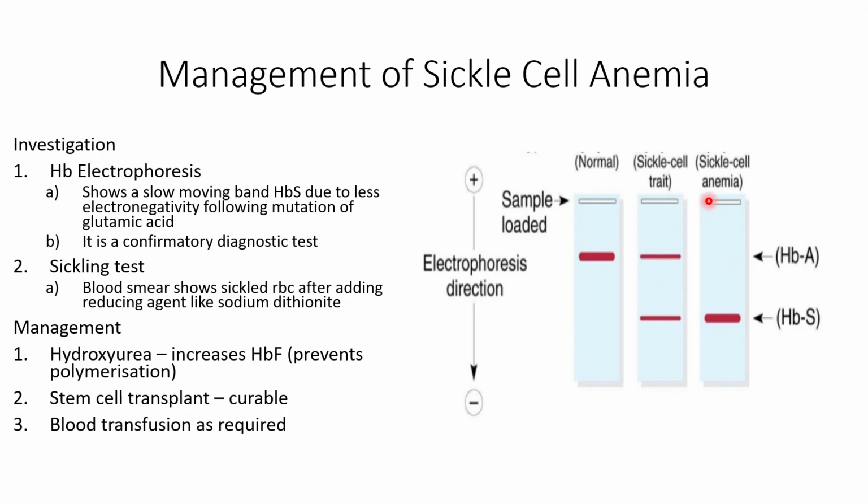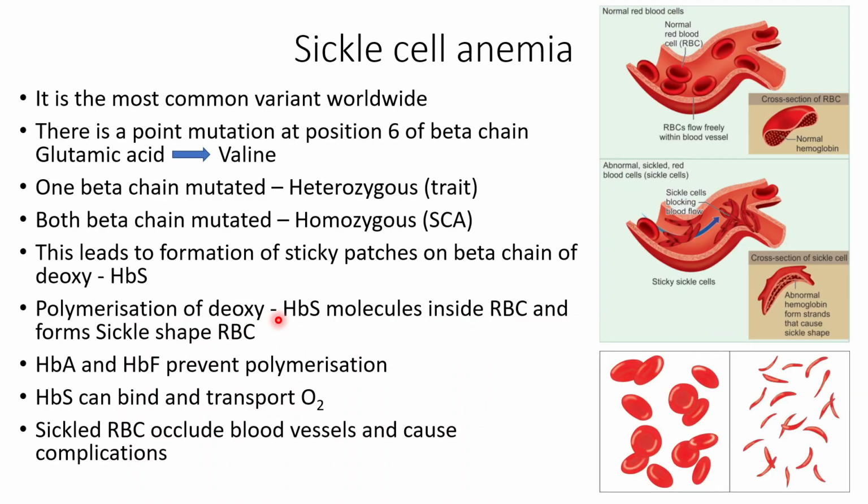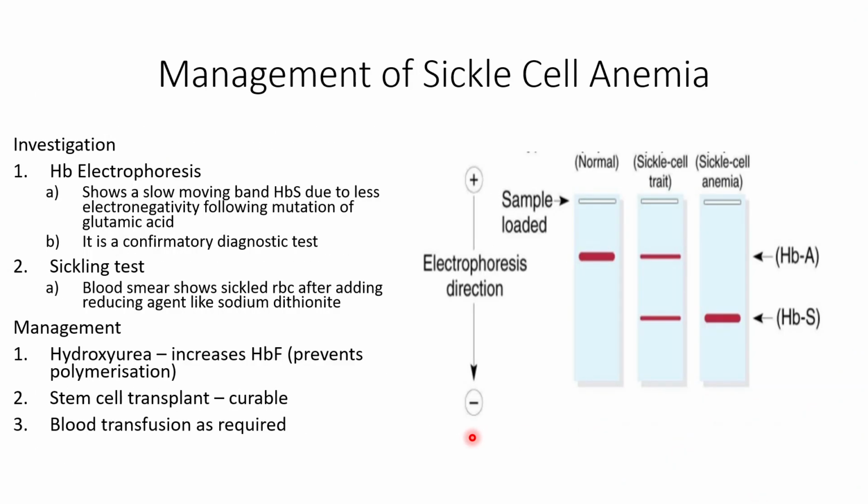So how do we manage sickle cell anemia? First, we need to diagnose it. How do we diagnose it? We can screen by sickling. If you look at the RBCs under the microscope under deoxygenated condition, with the help of adding a reducing agent, the blood smear or the RBCs appear sickle shaped. So this is the shape of the RBC which is seen under the microscope. However, to confirm this sickling test, we do hemoglobin electrophoresis.